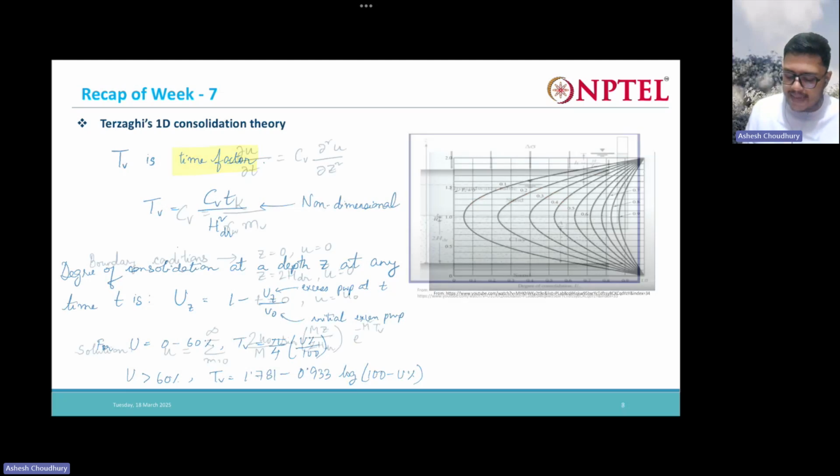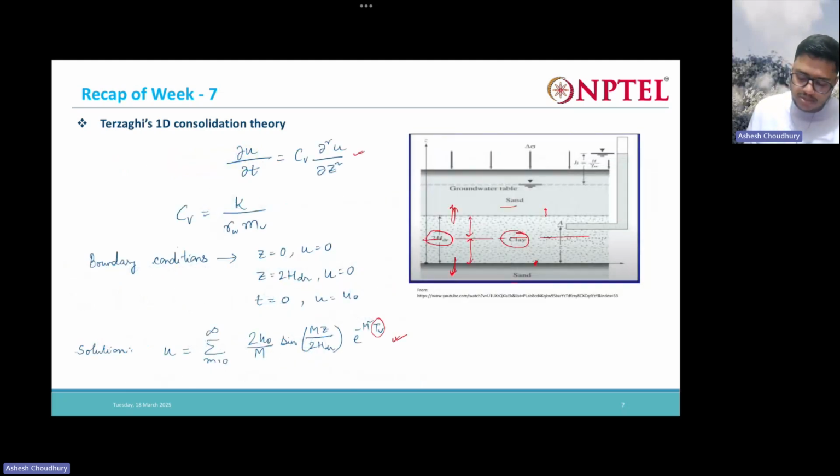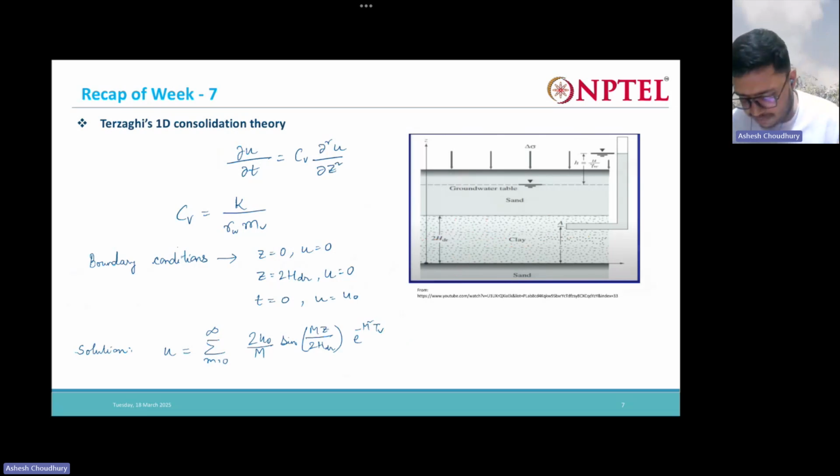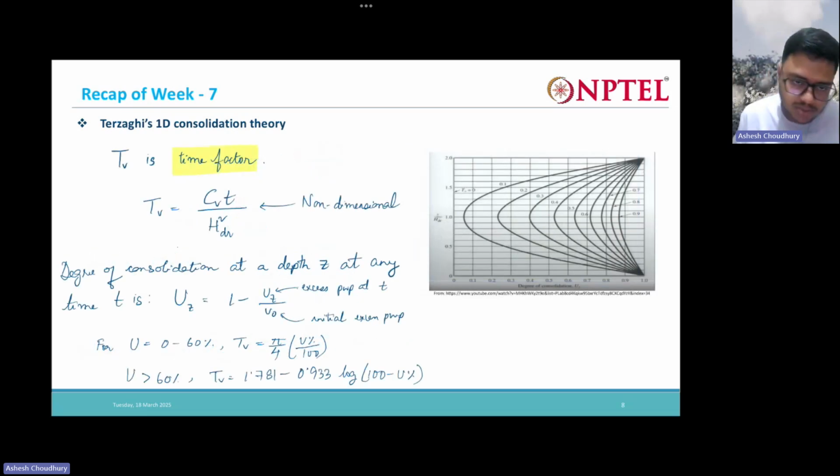At different depths of the clay layer, you will have a different degree of consolidation. Now, how to get that? The degree of consolidation at any depth z at any time t, Uz, is nothing but 1 minus uz by u naught. Small uz is the excess pore water pressure at any time t, and u naught is the initial excess pore water pressure.